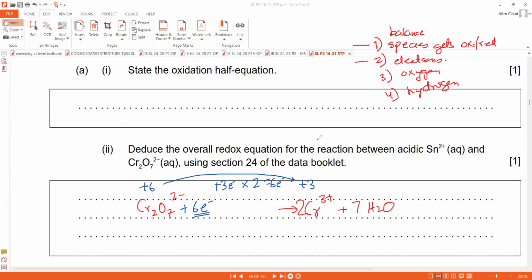Okay. Add H plus ions on the hydrogen deficient side. So here there are 14 hydrogen atoms. So I will add 14 H plus ions. Okay. And that's it. So remember the order to balance.